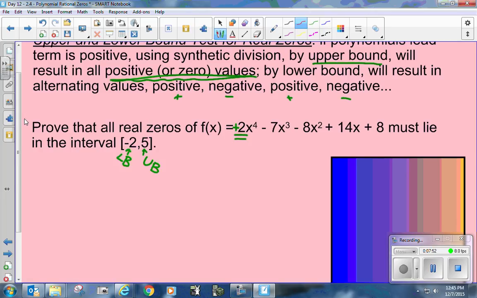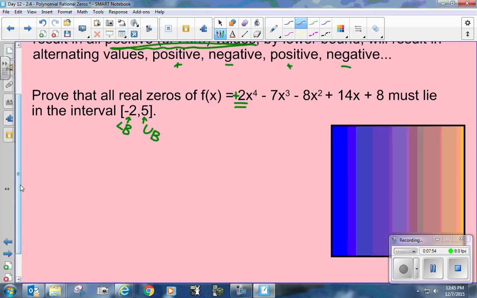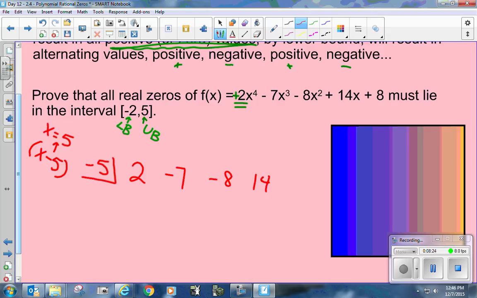All right? So, if my upper bound is at 5, when I use synthetic division, I don't use the 5. I would use the binomial the 5 came from, meaning I would have to have x minus 5 and solve for that to get x equals 5. All right? So the minus 5 is what I'm actually going to use for my synthetic division. Okay? And that's going to go into my 2, and negative 7, and negative 8, my 14, and my 8. Again, for synthetic division, I just want the coefficients.